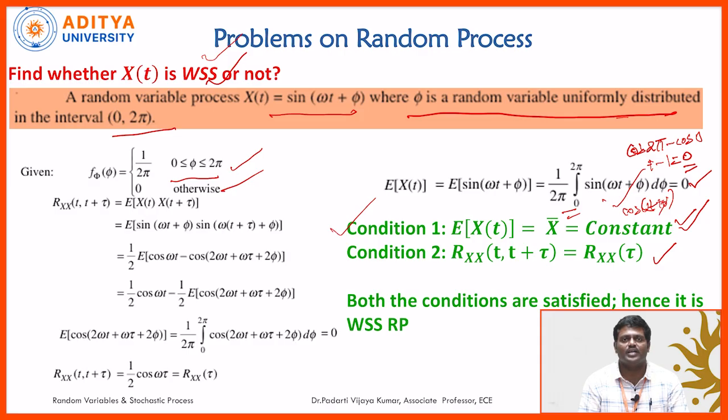Next, we will verify the second condition. We will compute the autocorrelation function for the given random process.